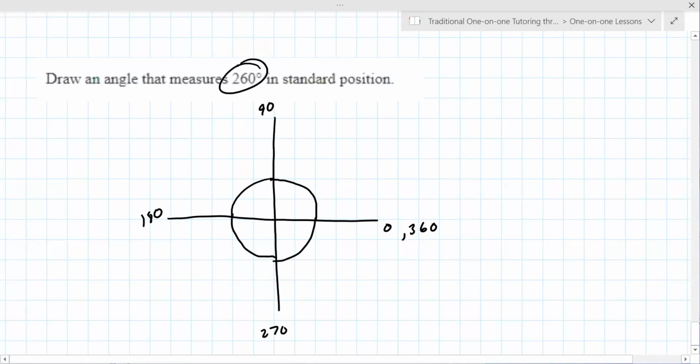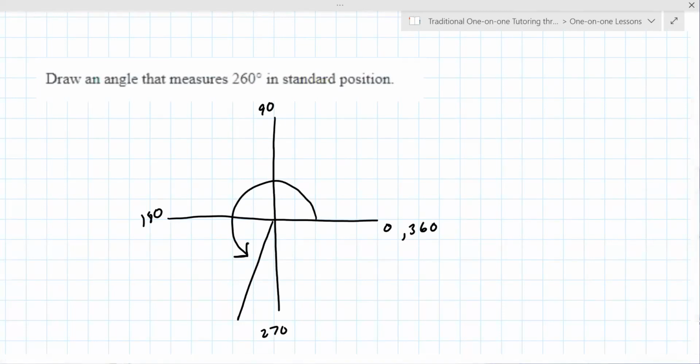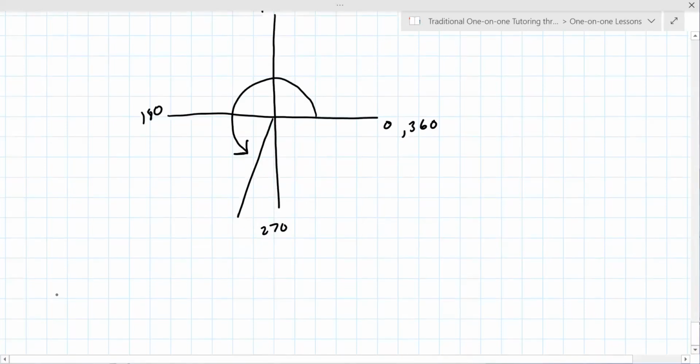So they're saying, like, where's 260? Well, it's got to be between 180 and 270, right? And it's closer to 270 than it is 180. So it looks like this. So you're looking for something that looks like that in pictures. So, okay. Yeah, so it's going to be B. Yeah, most likely.